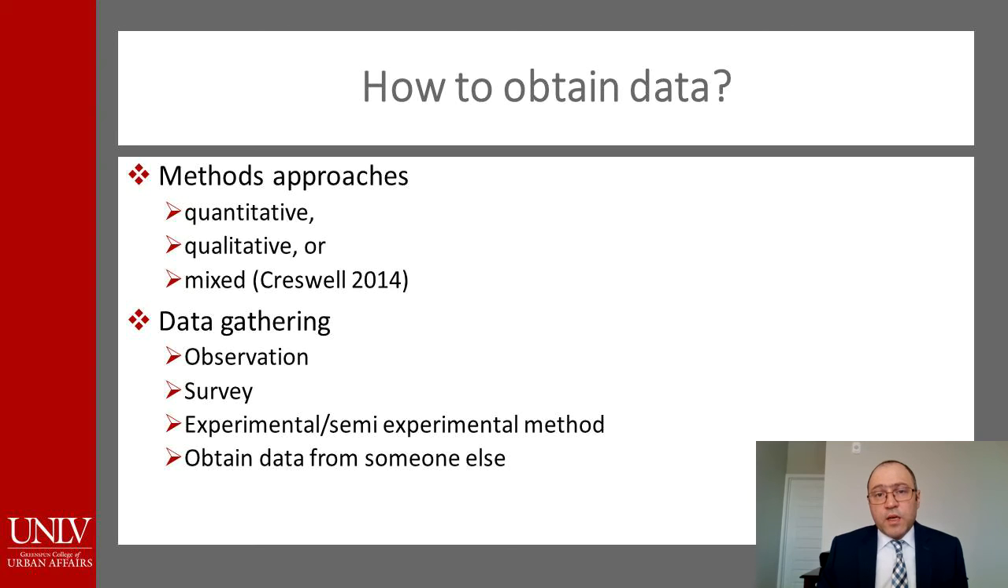Generally, there are three types of approaches to obtain data. The first one is the quantitative approach. The second one is the qualitative approach. And the third one is the mixed quantitative and qualitative approach. So regarding these approaches, you can gather the data. Data can be obtained through observation, through surveys, and experimental or semi-experimental methods, and also obtained from someone else, such as an organization or qualified people.